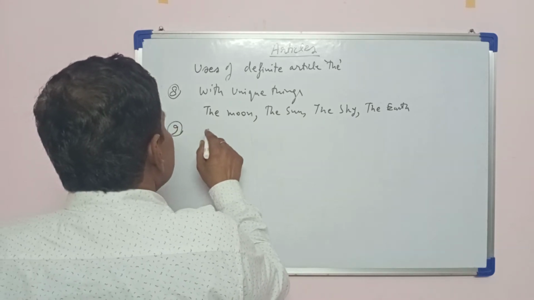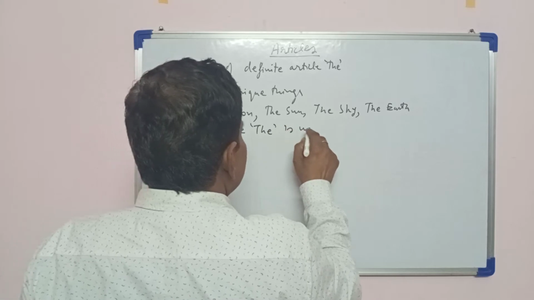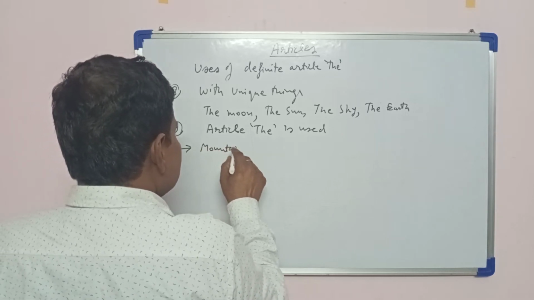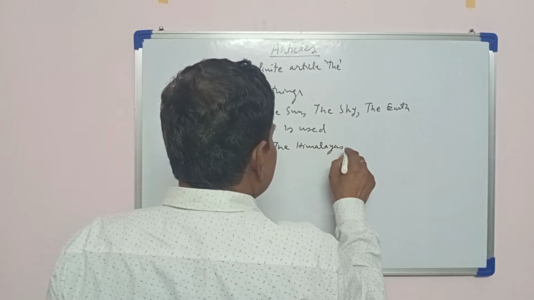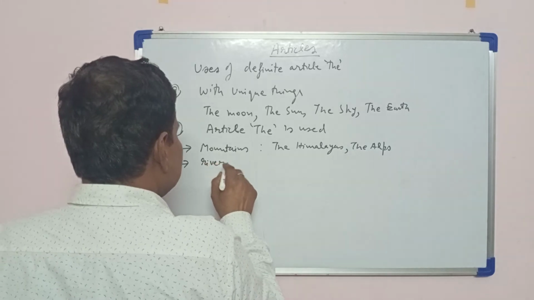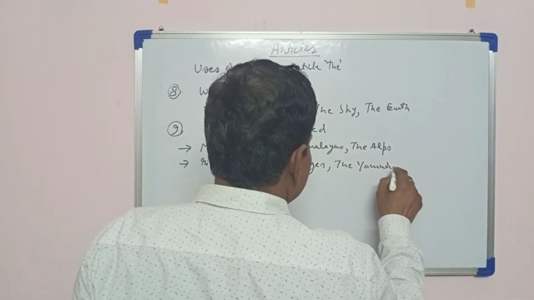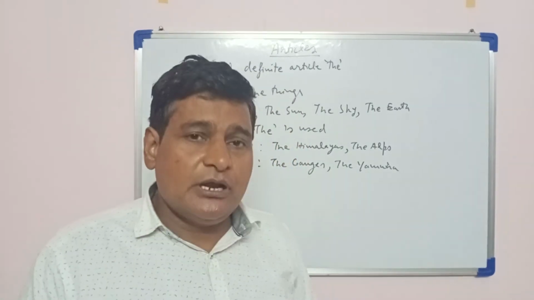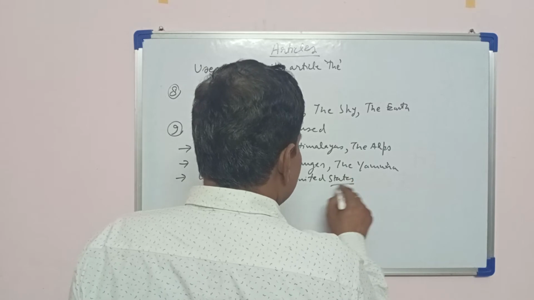The next one. Article the is used with mountains like the Himalayas, the Alps, the Aravallis. We use it with rivers also, the Ganges, the Yamuna. We use it with countries, the name of such countries in which some common noun is there. For example, the United States, what is the common noun? States.